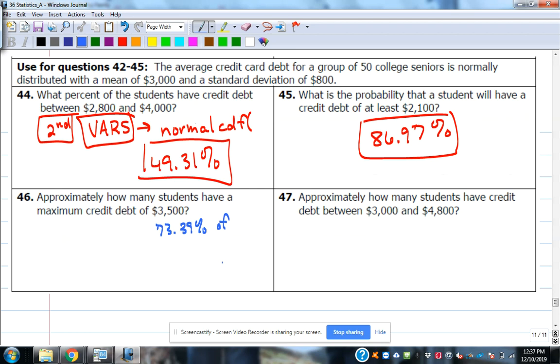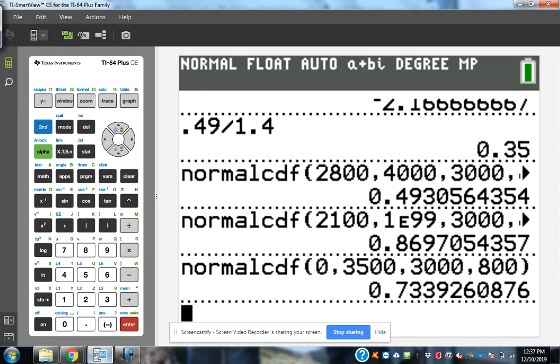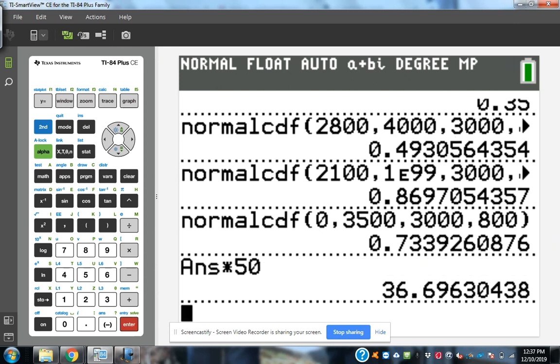of how many students? Of 50. So how do we find out how many students that is? You multiply that times how many students that we studied, 50 of them. We can't have 0.6 of a student, so we'll just round down to 36 students.